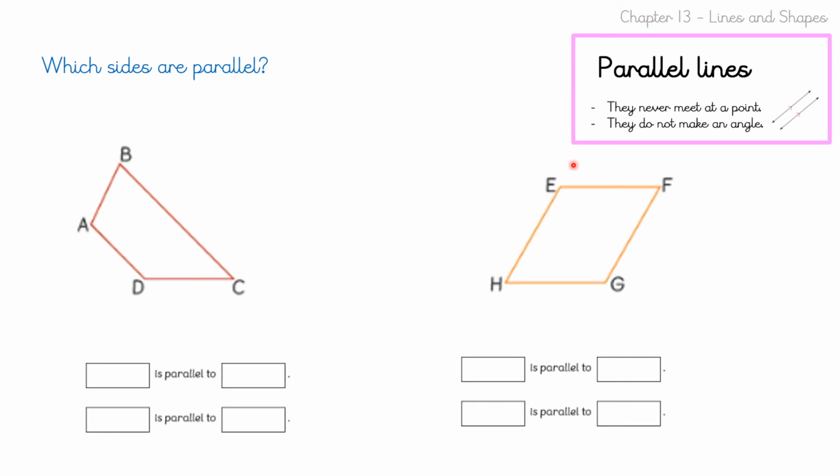Do you think they will meet at a point? Fantastic, well done, you're working really hard. So we could say HE is parallel to GF, because even if we extend them, and please do extend them in your workbooks, they will never meet at a point. Well done.